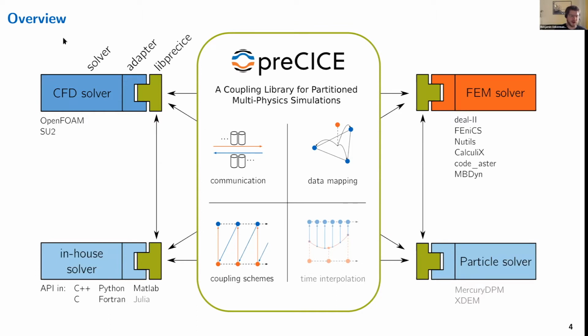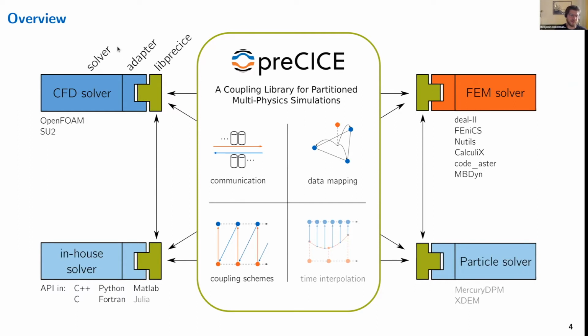Let's start here in the top left. So let's say you want to couple a CFD solver, for example, OpenFOAM, and you want to couple this solver to a FEM solver, let's say Phoenix, for fluid structure interaction. Then you can use preCICE for this, right? You have to make a difference here between different software packages. That's going to be important.